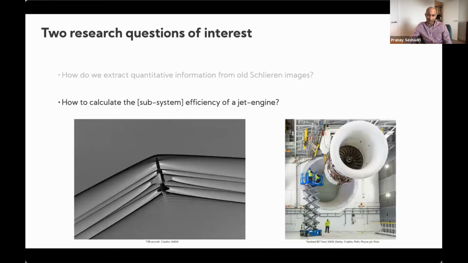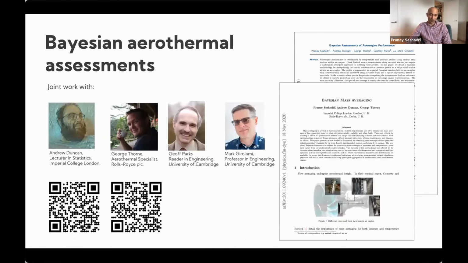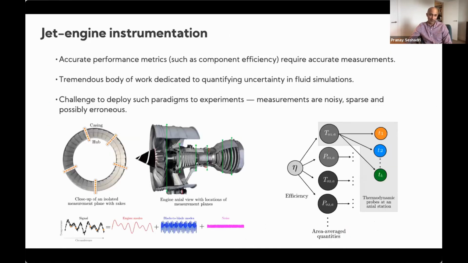Okay, with that, I'm going to now jump to my next question of interest, which is how do we calculate the efficiency of a jet engine? More specifically, how do we calculate the efficiency of a subsystem within a jet engine? And this is joint work with my colleagues.